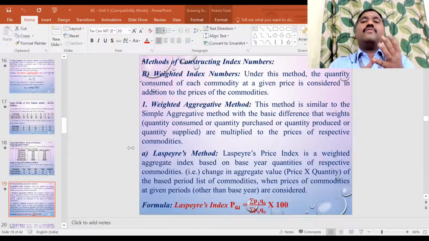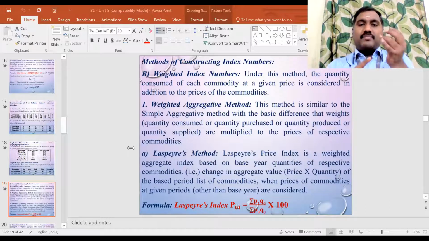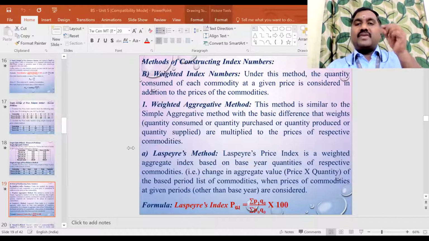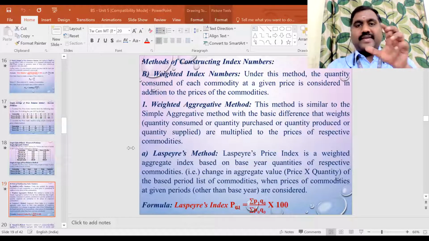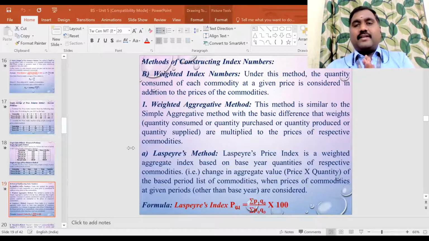What is the price relative for commodity A, commodity B, or rice, wheat? For each commodity, you divide the price of the current year by the base year price and multiply by 100, and you get the P value. Then sum up all the P values to get summation P. Find out the log P value, and the summation of all the log P values. You divide and multiply by 100, and you get the simple average of price relative.